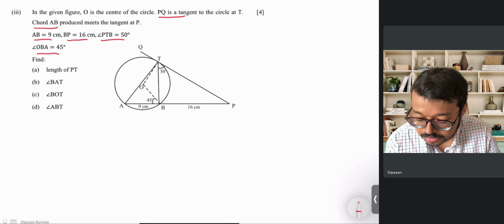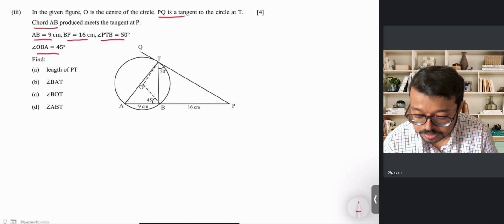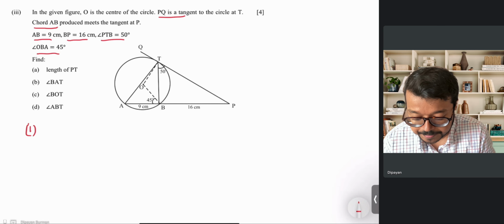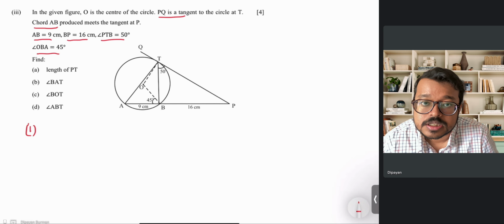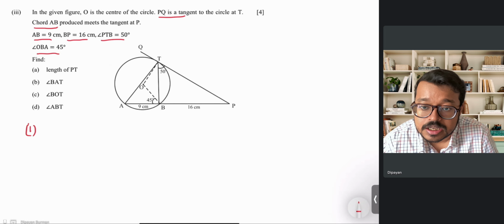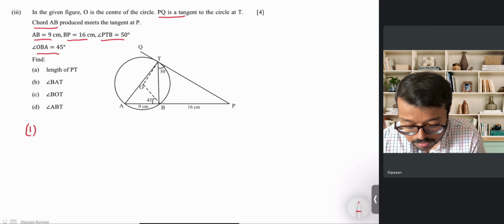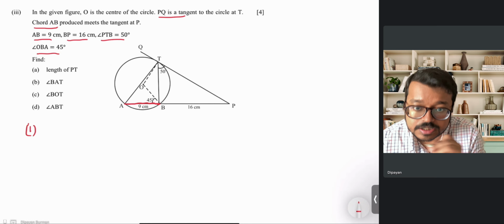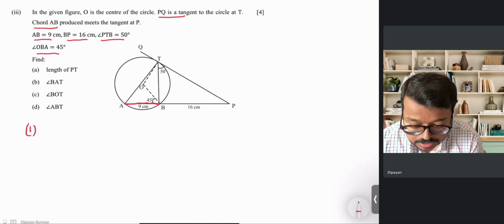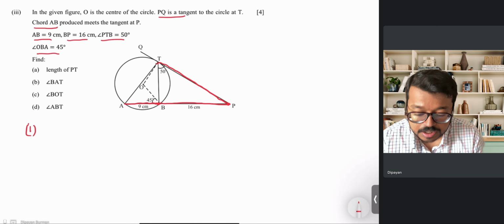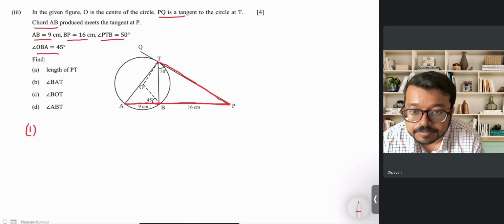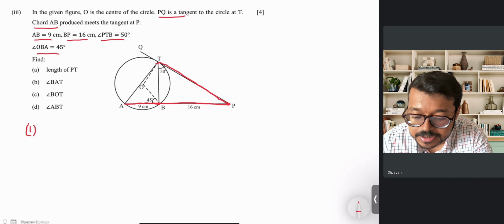Then we have to find the length of PT. So let's focus on that first. We know from tangents that if there is a chord and a tangent intersecting externally, then the product of segments of the chord is equal to the square of the length of the tangent. So the chord AB, when it is produced, it's meeting the tangent PT outside the circle at point P. PT is my tangent. So I will say that the product of the lengths of the segments of the chord.